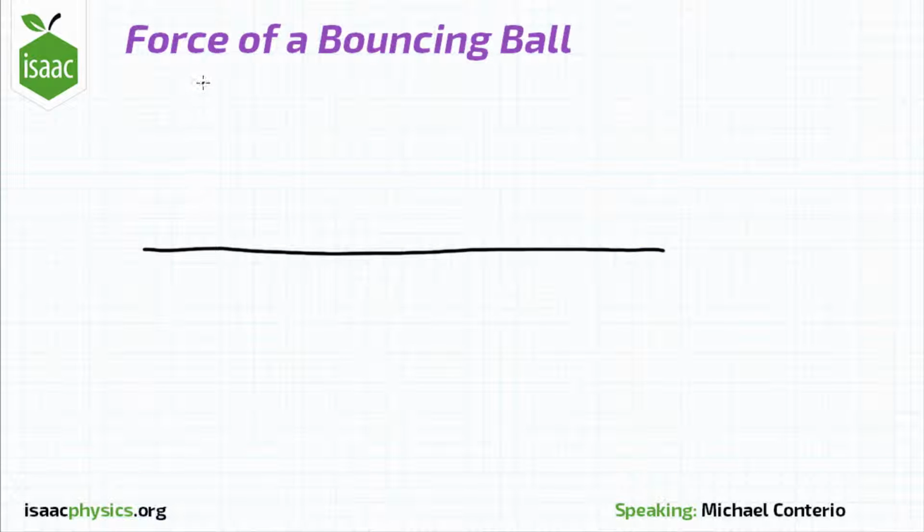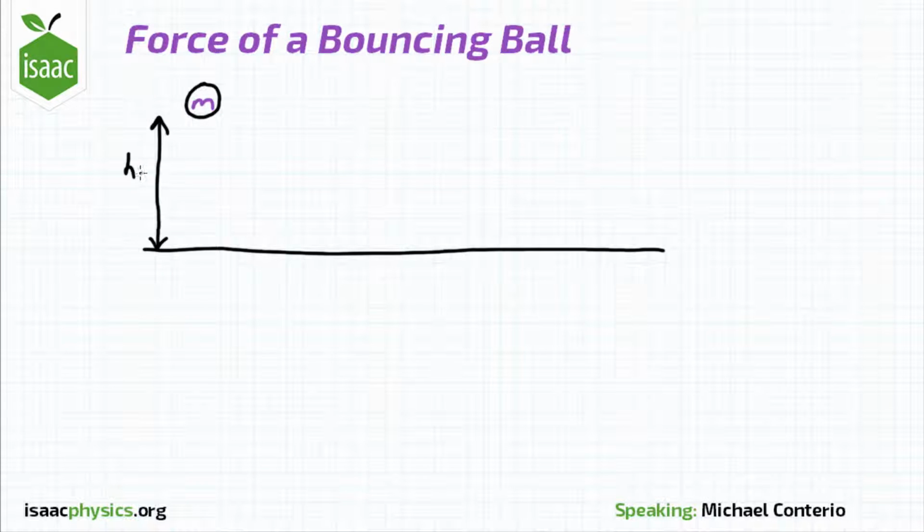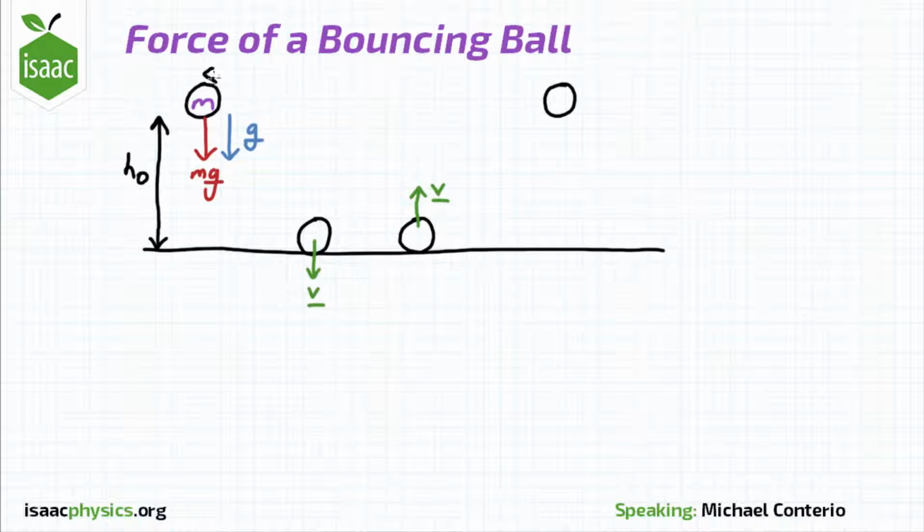The ball of mass m starts at a distance h naught above the ground. Its weight mg acts downwards upon it, giving it a downwards acceleration of g. When it hits the floor, it has a downwards velocity v, because the collision is entirely elastic and the floor does not move. After the collision, it has an upwards velocity of the same size v. After a time t, it has returned to the same height above the ground because no energy has been lost.